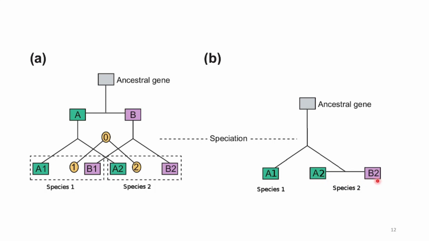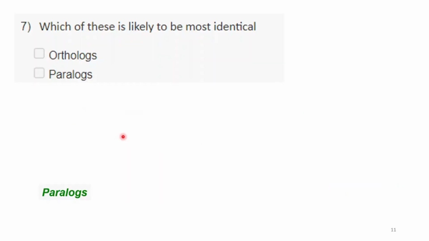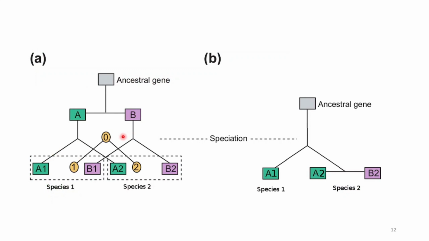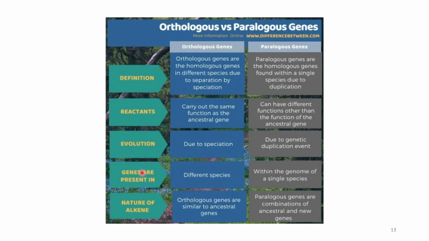So A2 and B2 are paralogs of each other, and A2 and B2 are orthologs of A1, because the speciation event has happened before the duplication event. That's why paralogs are most likely to be identical: A and B are also paralogs, because these are basically the two copies of a particular ancestral gene. So paralogs have more chances of being identical than orthologs.